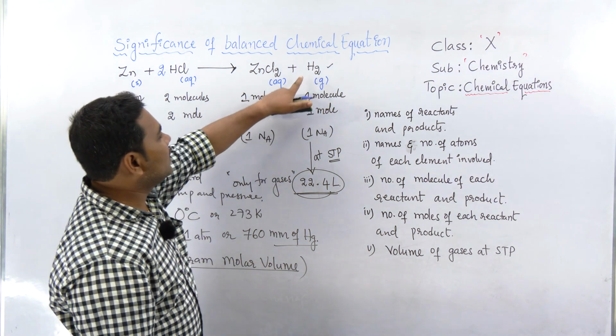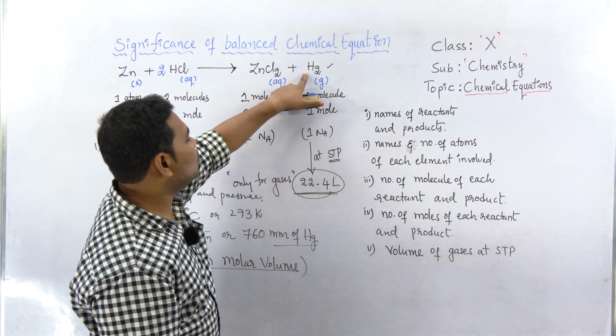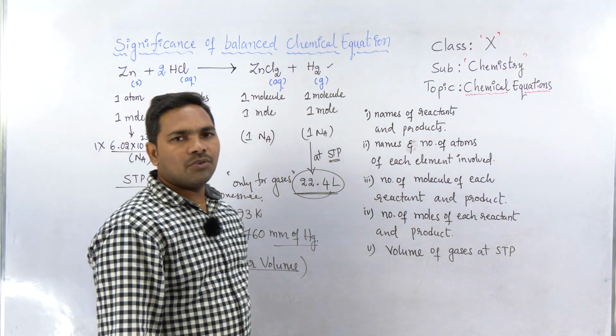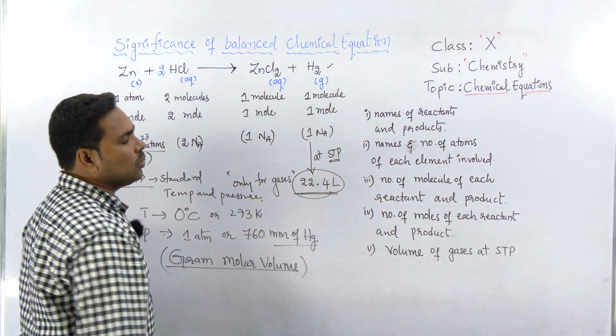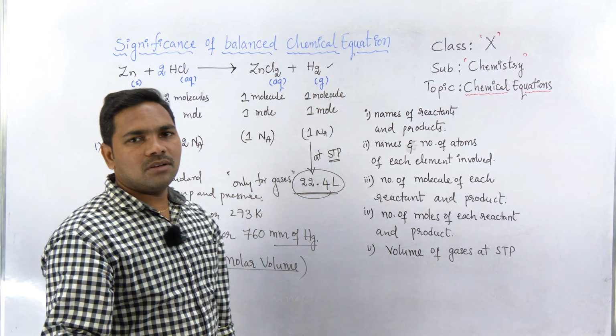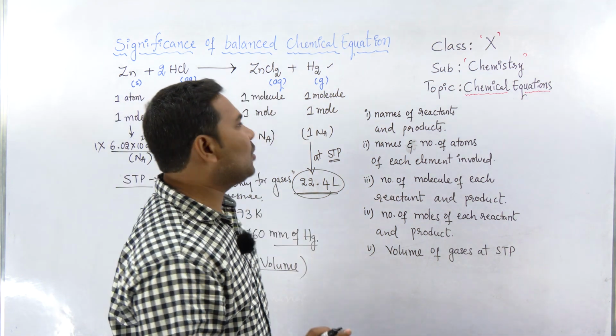So we also write, what is the coefficient here? 1 H2 means 1 mole H2. This 1 mole H2 at STP condition occupies 22.4 liters. Okay, this is applicable only for gases, right? This is the interpretation or significance of a balanced chemical equation, right?